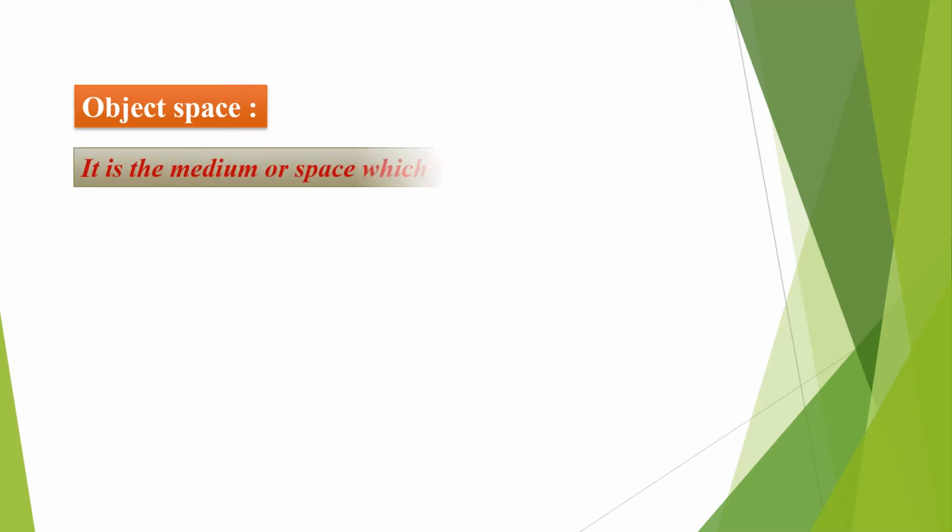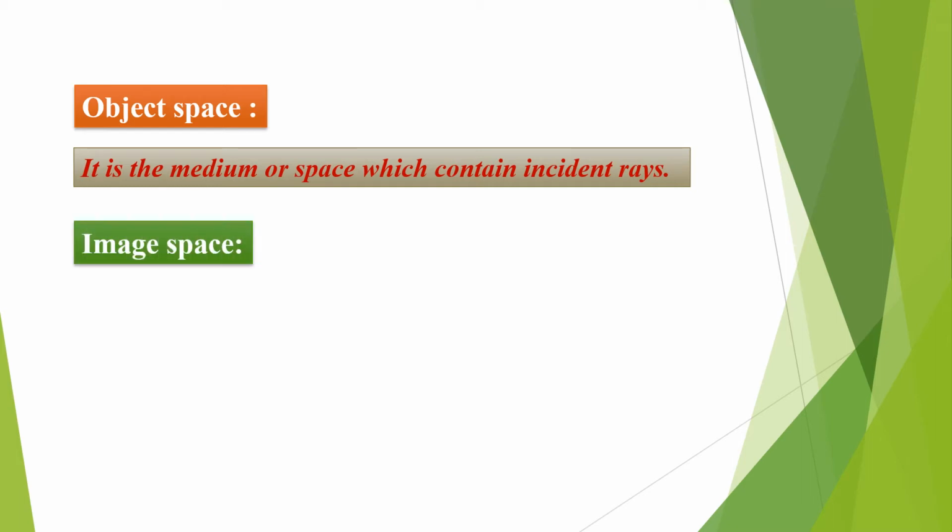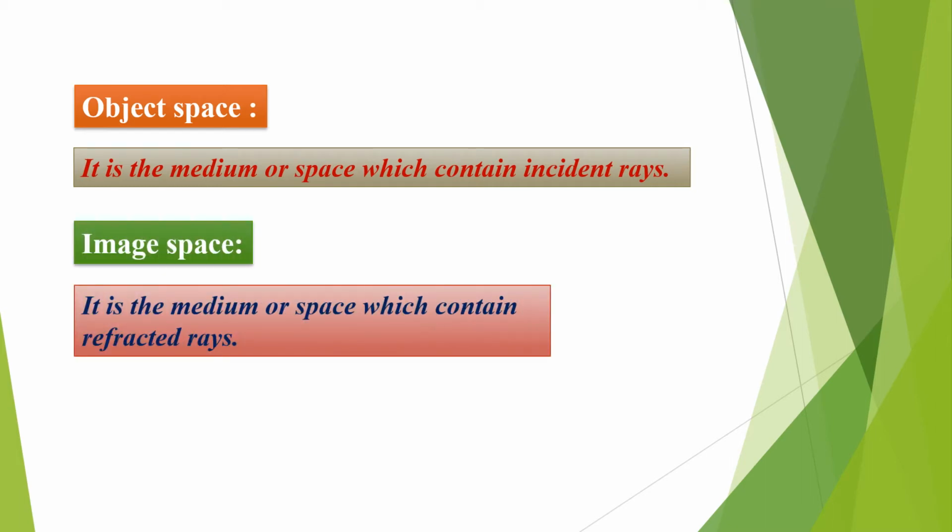Object space. It is the medium or space which contains the incident rays. Image space is the medium or space which contains the refracted ray. So the nomenclature we need to see here: object space means the medium in which we are thinking the object is there and the ray is emerging out, the incidence. And to form the image, refraction takes place in a second medium. Where the ray moves and forms the image, that medium will become the image space medium.